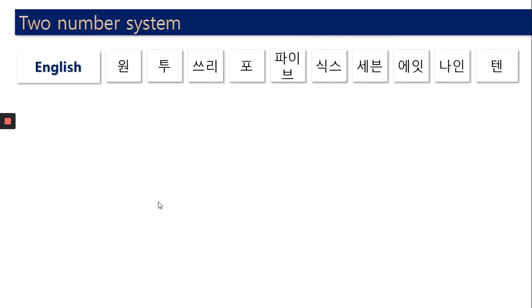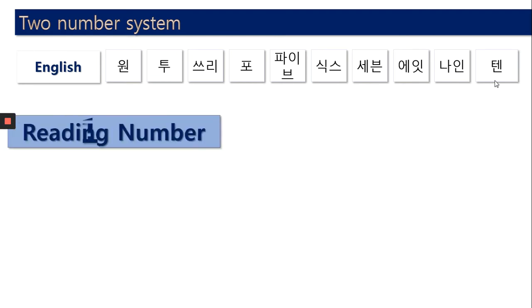There are 2 number systems in Korean. As you see in English, they have just one number system: 1, 2, 3, 4, 5, 6, 7, 8, 9, 10. So when we write in Korean, we write this way. The pronunciation is a little different, but anyway, we use this way.